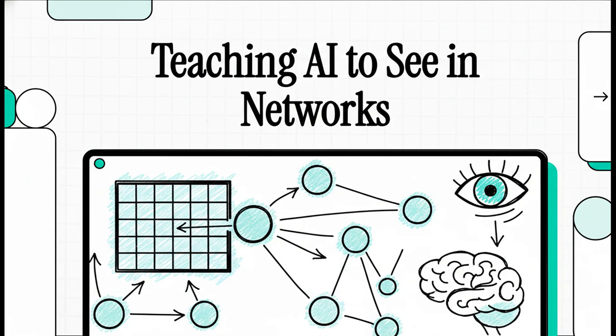So, what if we could teach an AI to see a picture not as a boring old grid of pixels, but as a living, breathing, interconnected network? Well, today we're diving into exactly that. It's a completely new way for AI to make sense of the visual world.